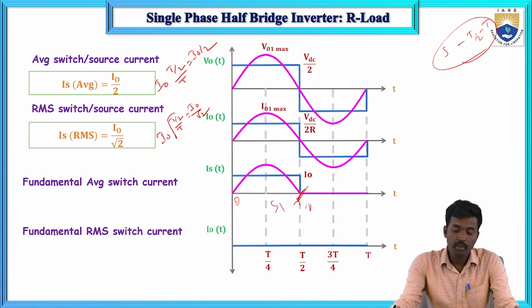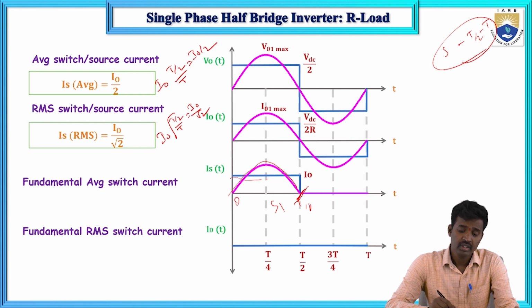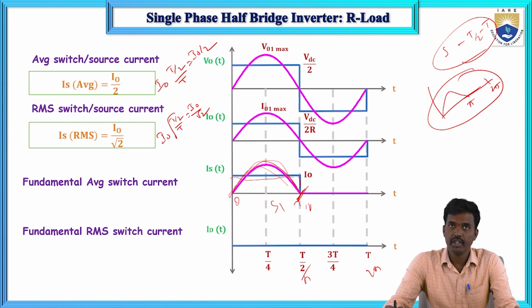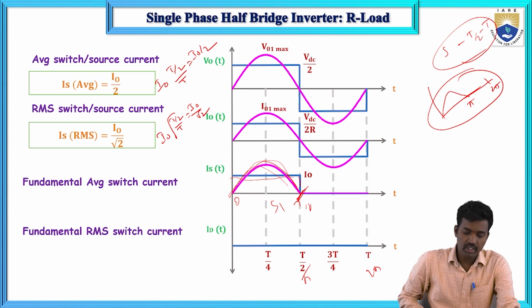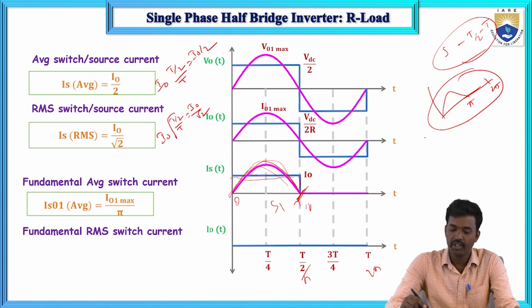And next, the fundamental average switch current and fundamental RMS switch current. How will we get it? This is the fundamental, and this is the total. Here the fundamental is a sine wave, and the switch current is a half wave rectifier output. Suppose this is pi and this is 2 pi, it is conducting up to half wave rectifier output. So what is the average value for any half wave rectifier output? Here I01 maximum switch current conducts. This is the fundamental and this one is the total, and here I01 is the half wave rectifier output.